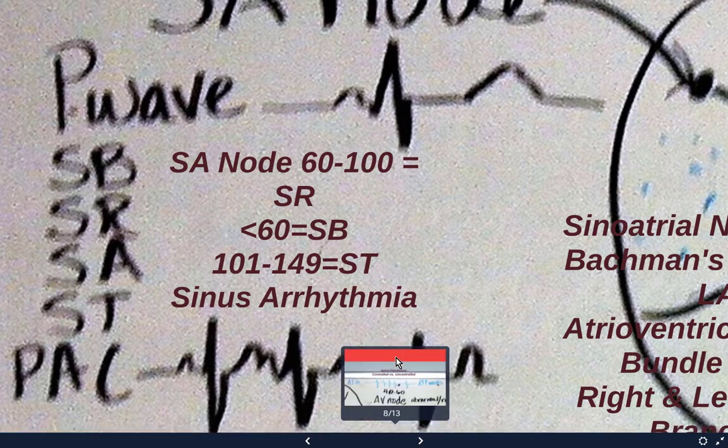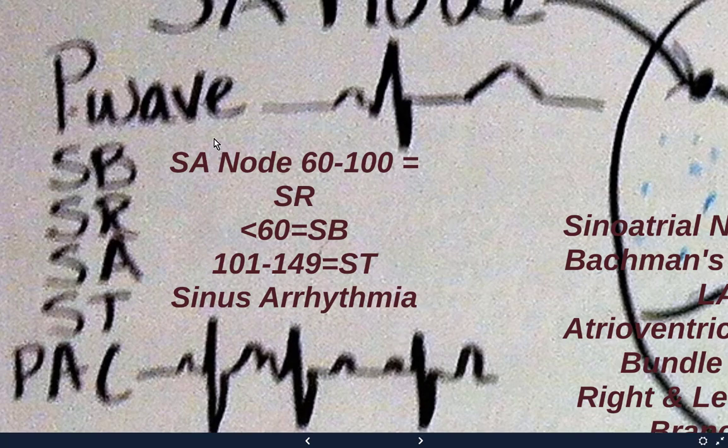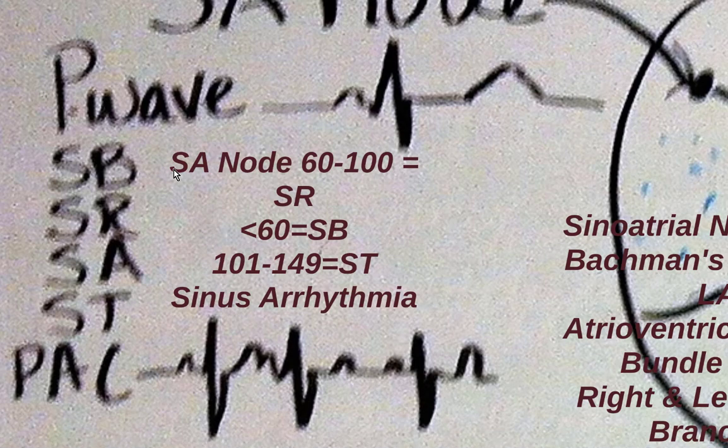So what we always want to look for from the get-go is, do we have a P wave? If the answer is yes, then we're going to go ahead and follow suit and investigate that sinus rhythm that we have. So P wave means yes, we have a sinus rhythm. Okay, so that means our SA node is our pacemaker and is functioning properly.